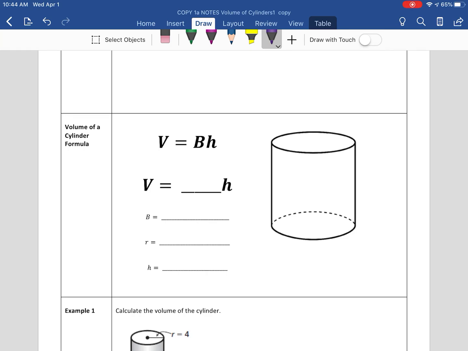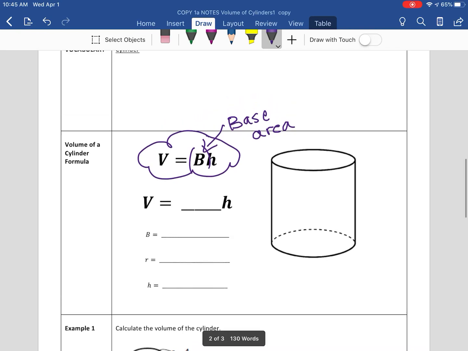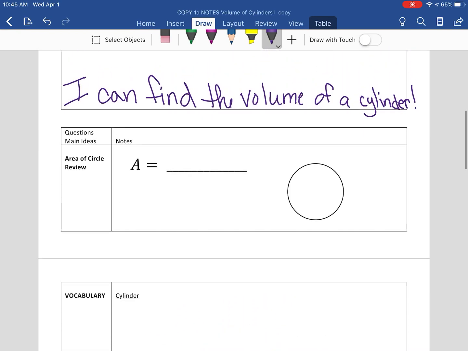If you're ever testing and you need to find the volume of a 3D figure, remember that volume is the capital B times an H. The capital B stands for base area. So you have to find the area of the base, and then you take that times the height. In a cylinder, the base is a circle, and the formula for the area of a circle is area equals pi r squared. What does that mean?